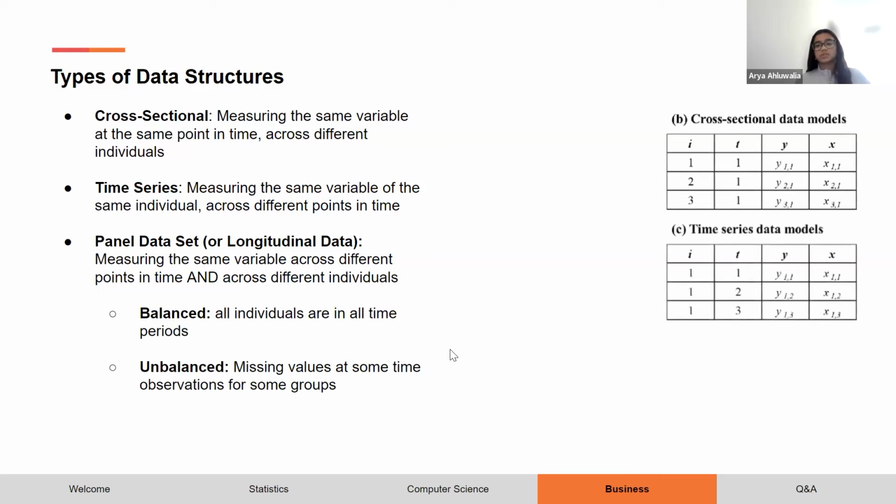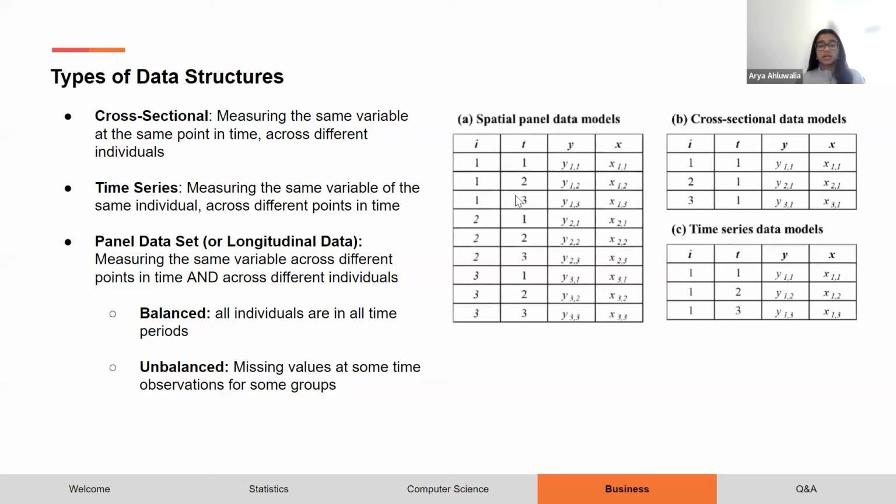For cross-sectional data, you can see that all these measurements have been taken at the same point in time, but they've been taken across different individuals, individuals 1, 2, and 3. It's the other way around in time series, where the individual has been kept constant, and this time the measurements are taken at different points in time. If we look at the panel data set, you'll see that this is a combination of the two. So it'll look like this. We've got individuals 1, 2, and 3, as well as timestamps 1, 2, and 3.